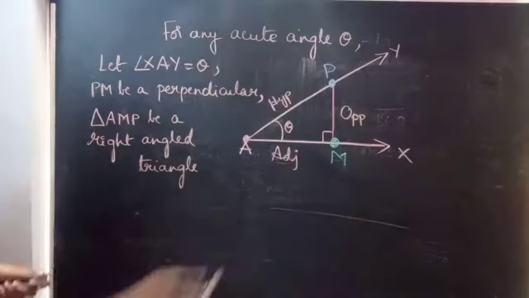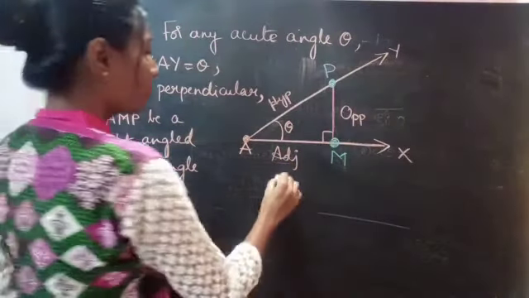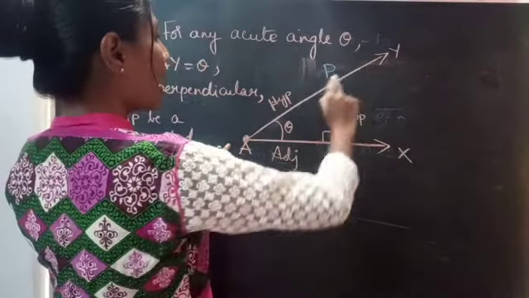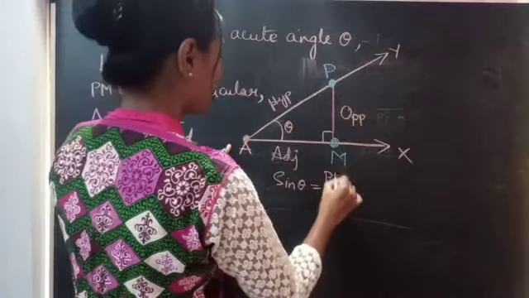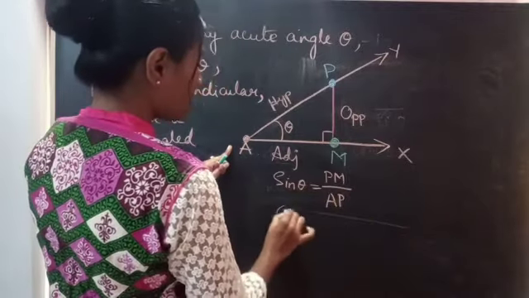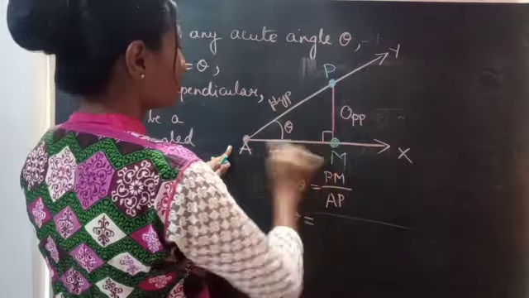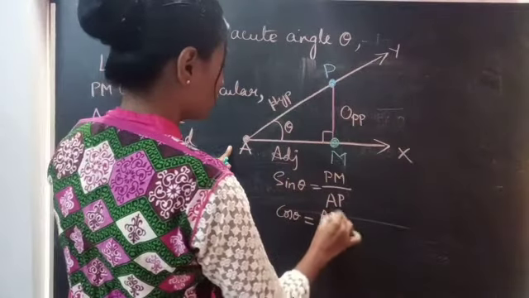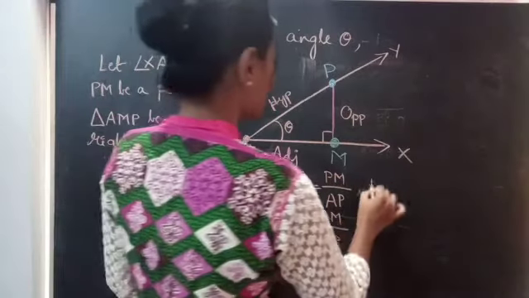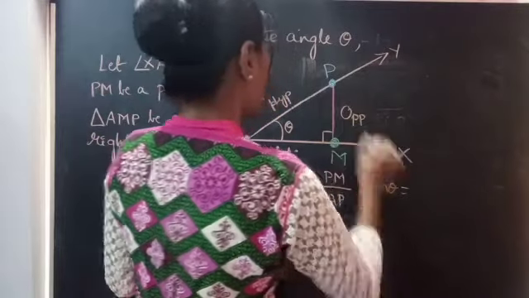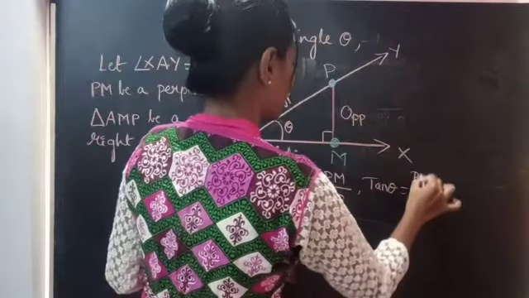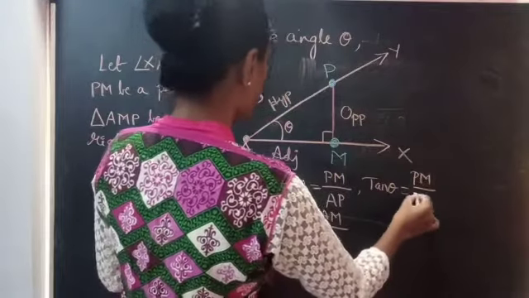Since it is a right angle triangle, we have trigonometric functions. Sin theta is equal to opposite by hypotenuse, that is PM by AP, and cos theta is equal to adjacent by hypotenuse, that is AM by AP, and tan theta equals opposite by adjacent, PM by AM, opposite side by adjacent side.